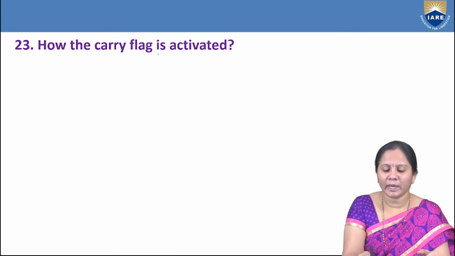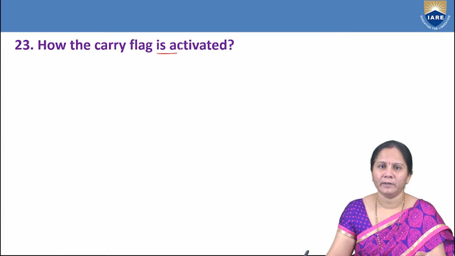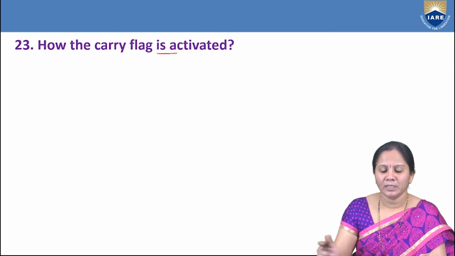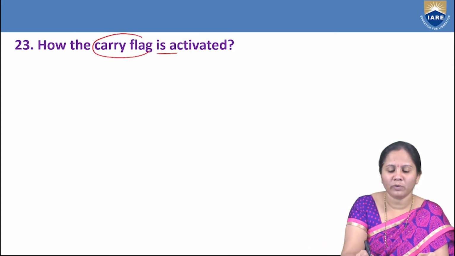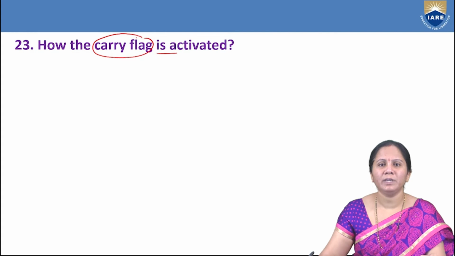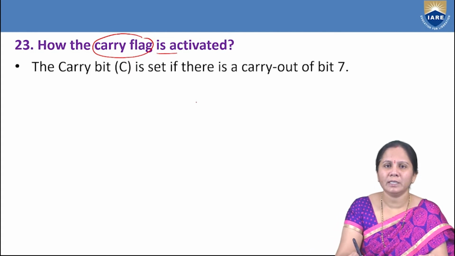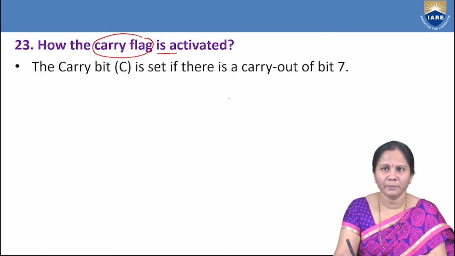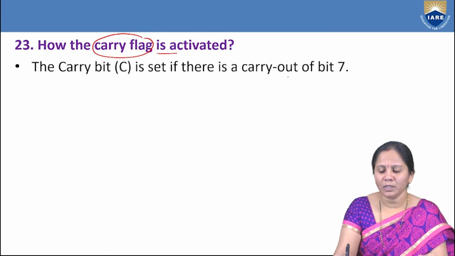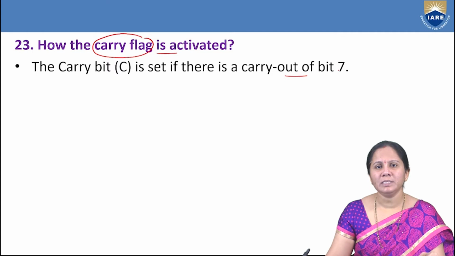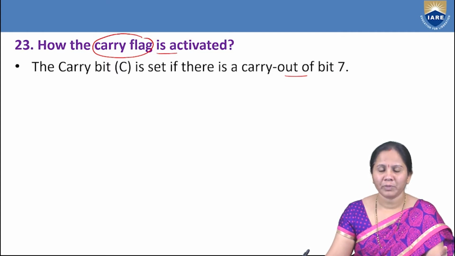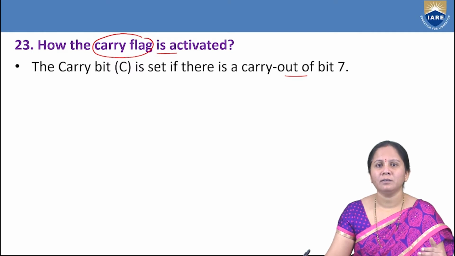Next, how is the carry flag activated? In the 8-bit PSW, program status word, the carry flag is one of the bits. When this bit is set, the carry flag bit is indicated simply as C.